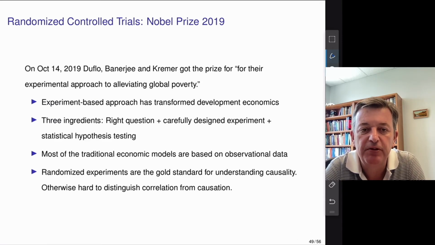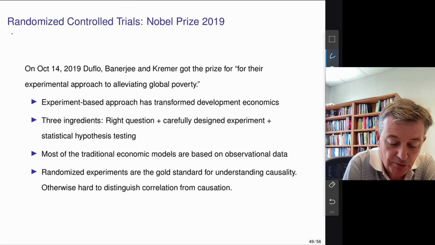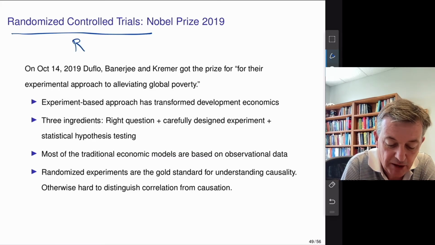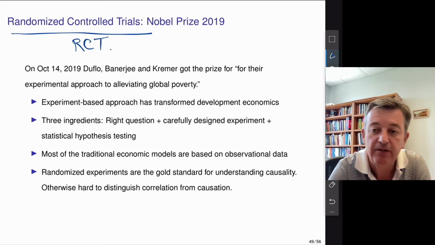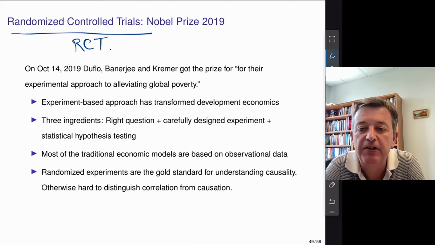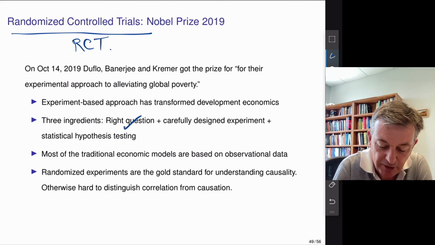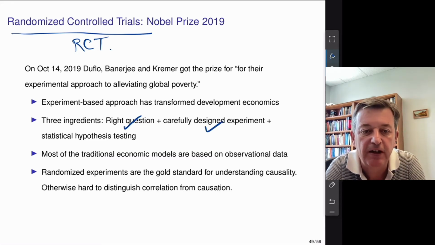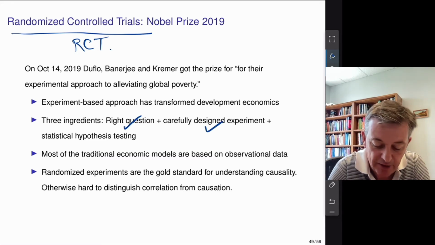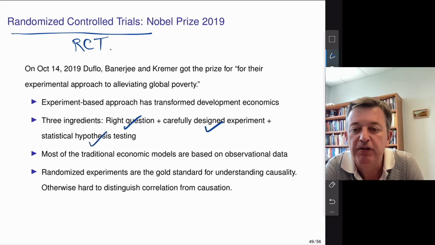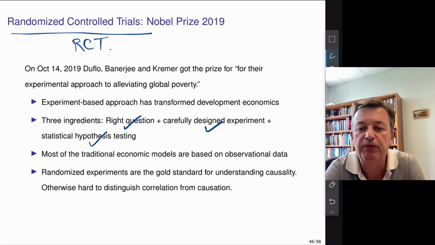The 2019 Nobel Prize was given to 3 Harvard economists for implementing these so-called randomized controlled trials that Fisher essentially invented, in their experimental economics. And of course, in collecting any data set, it's important to figure out the right question, important to have a carefully designed experiment, and having done that, you can simply look at very simple statistical tools for figuring out treatment effects from that.